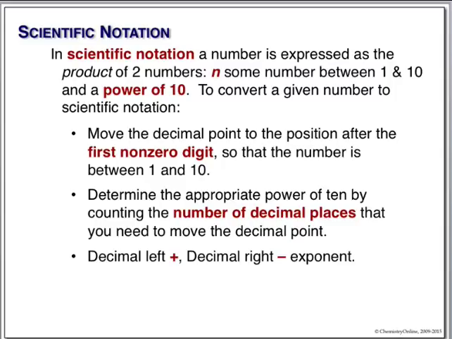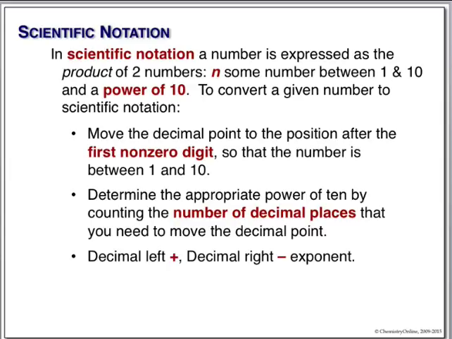Again, it's going to be expressed as a product of two numbers: N, some number between 1 and 10, and a power of 10. What you do is you want to move the decimal from wherever it is, either a real decimal or a perceived decimal, so it's between the first or after the first non-zero digit. Figure out how many decimal places you moved it. If it goes to the left, it's a positive exponent. To the right, it's a negative.